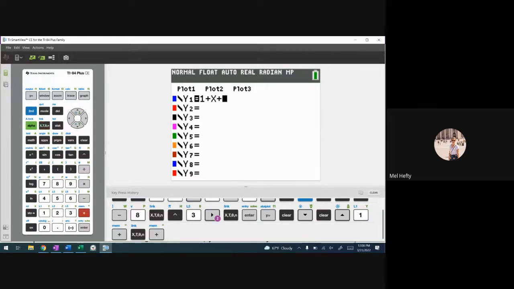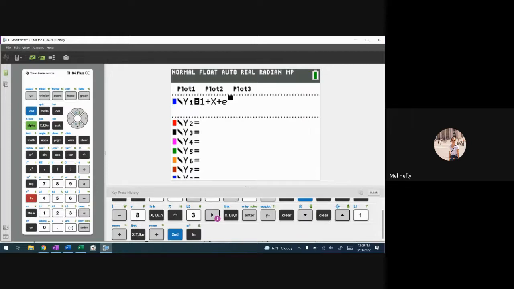Yes, E is above the one that says LN. It's like over 2 buttons up from on. So you're going to press second and then that button and you'll get your E.